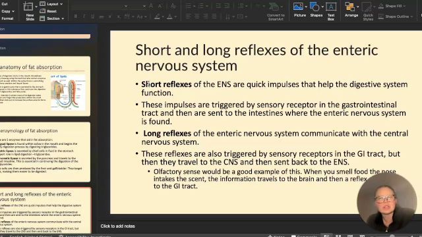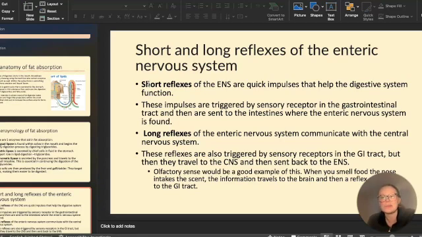The way this was described in the textbook was kind of like this is the brain of the digestive system. All of these signals are being sent back and forth to this specific nervous system. The long reflexes are a little bit different because they contact the CNS, the central nervous system. So the enteric nervous system communicates with the central nervous system. These reflexes are also triggered by the sensory receptors in the GI tract, but then they travel to the CNS and then they are sent back to the ENS, the enteric nervous system.